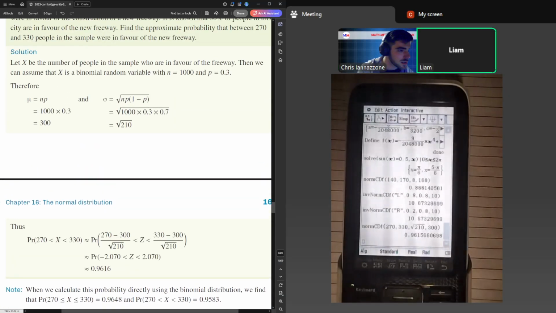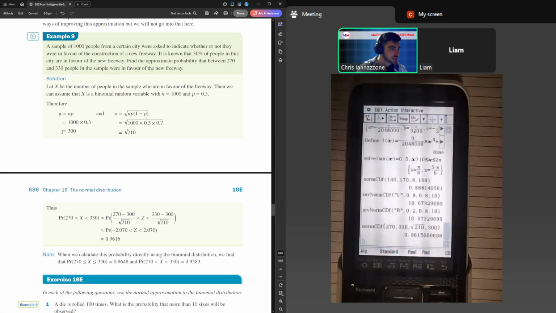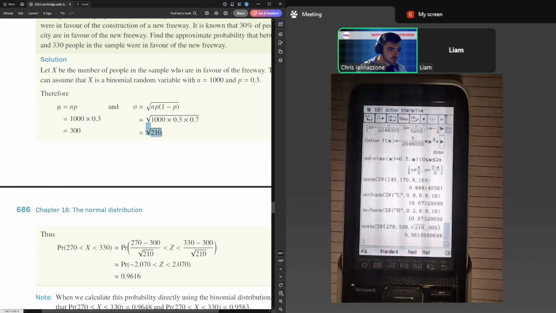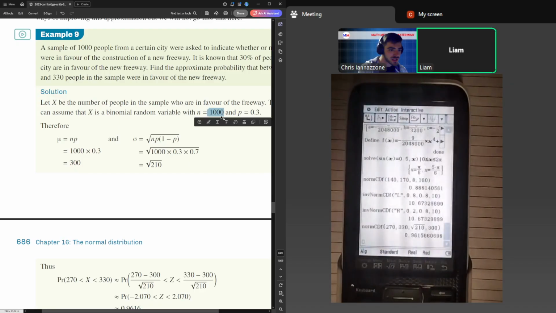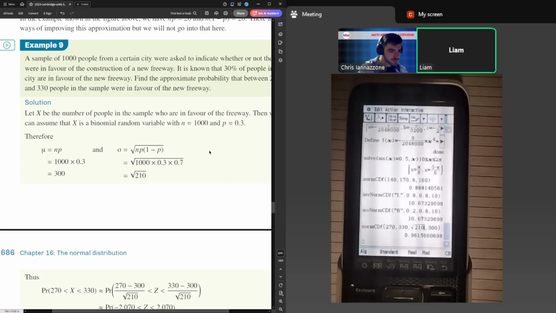So what is the standard deviation and the mean? The standard deviation is the square root of 210, if you have a look at the screen share. And the mean is 300. That's just by calculating with n being 1,000 and p being 0.3. Okay, wait. Can we see?